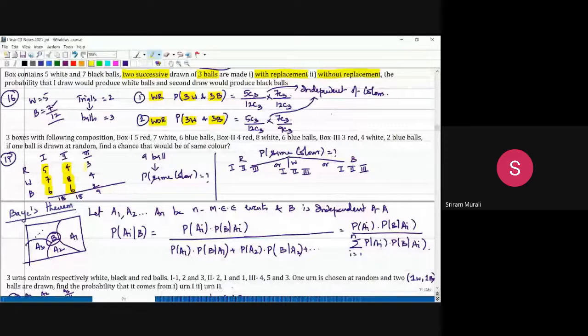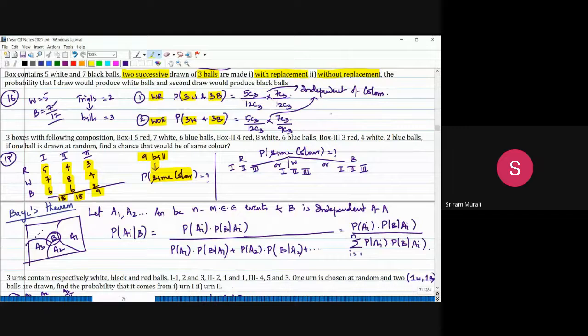Box 3 will be 3 white, 3 red, 4 white, and 2 blue. So you are having 18, 18, 9 in total for the 3 boxes. What are they telling? If one ball is taken at random, find the chance it is the same color.